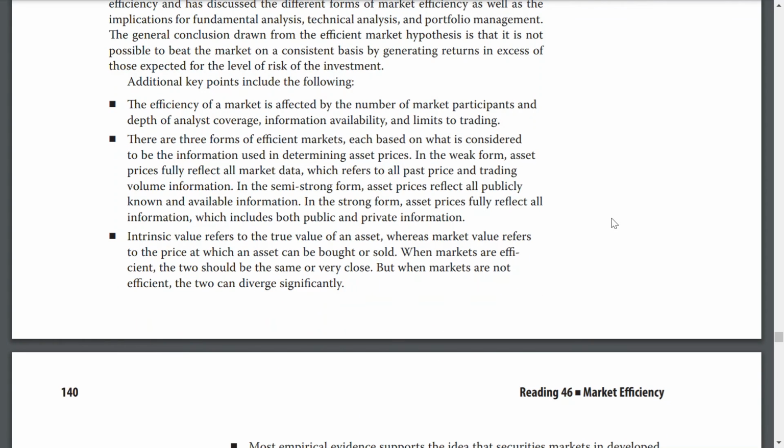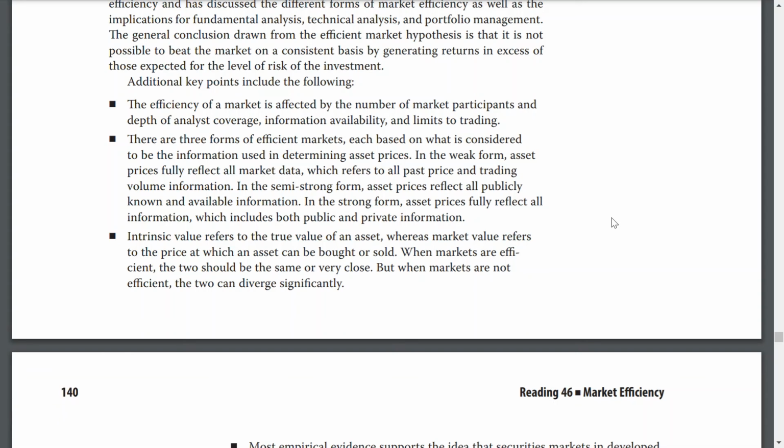There are three forms of efficient markets, each based on what is considered to be the information used in determining asset prices. In the weak form, asset prices fully reflect all market data, which refers to all prices and trading volume information. In the semi-strong form, asset prices reflect all publicly known and available information. In the strong form, asset prices fully reflect all information, which includes both public and private information.